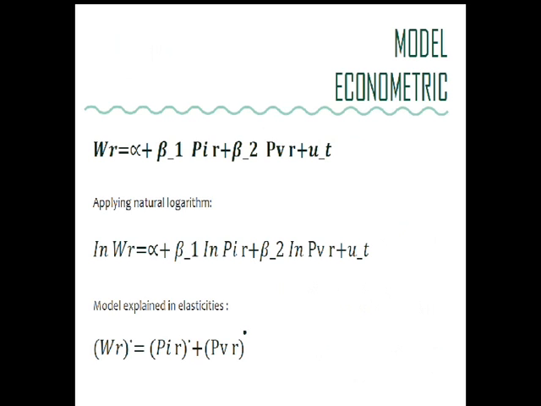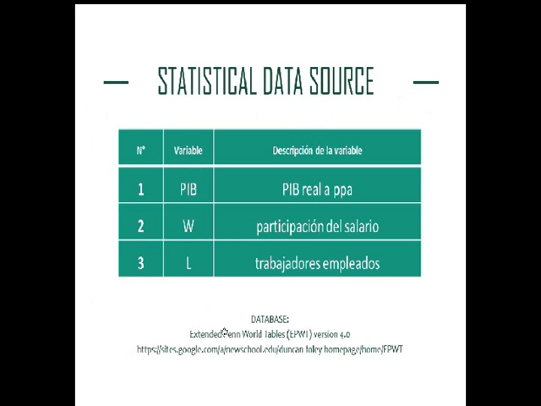Model econometrics. Applying natural logarithms, the model is explained statistically. Statistical data source: the data used were obtained from the database version 4 of the APWT, where the variables mentioned in the table are structured. Here, wage and workers, and number of employees.